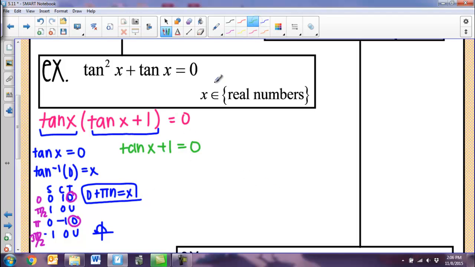Okay, now I'm going to do the other one, and again, I'm going to isolate my trig function, tan x equals -1, and then take the inverse tan of both sides.